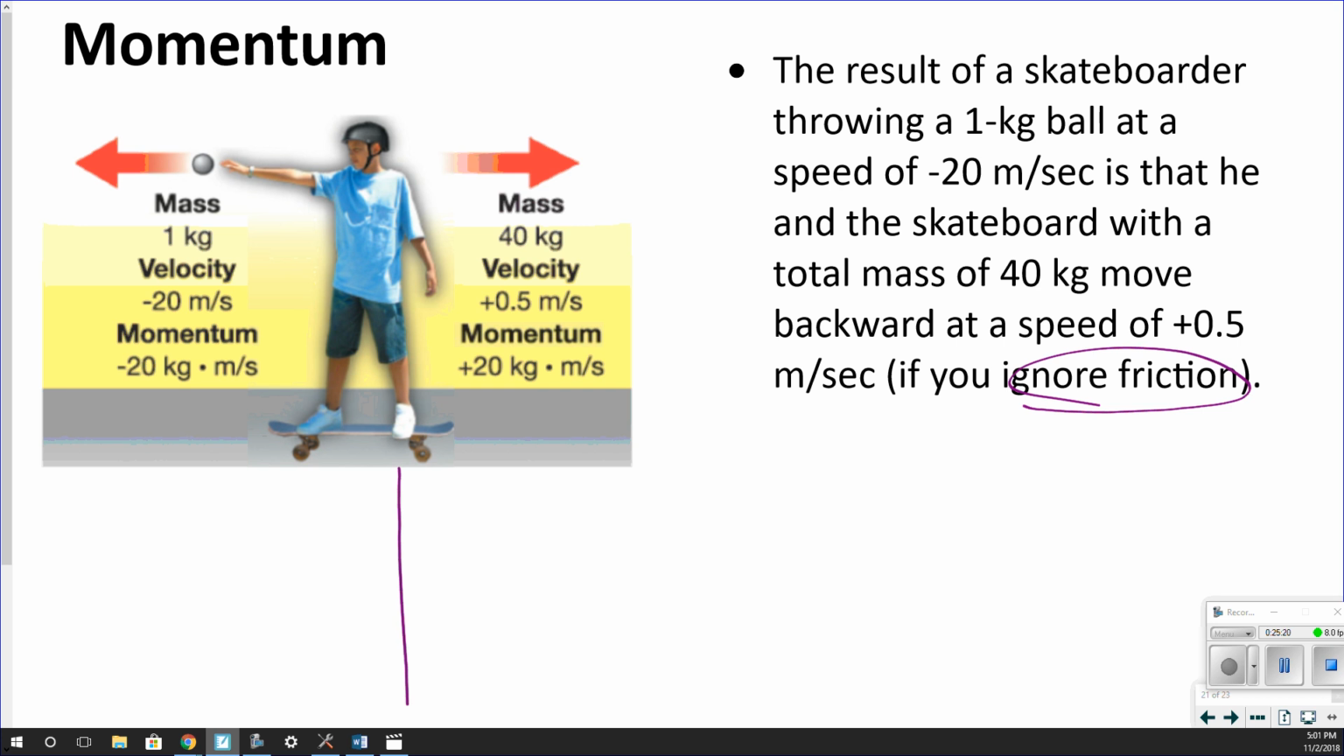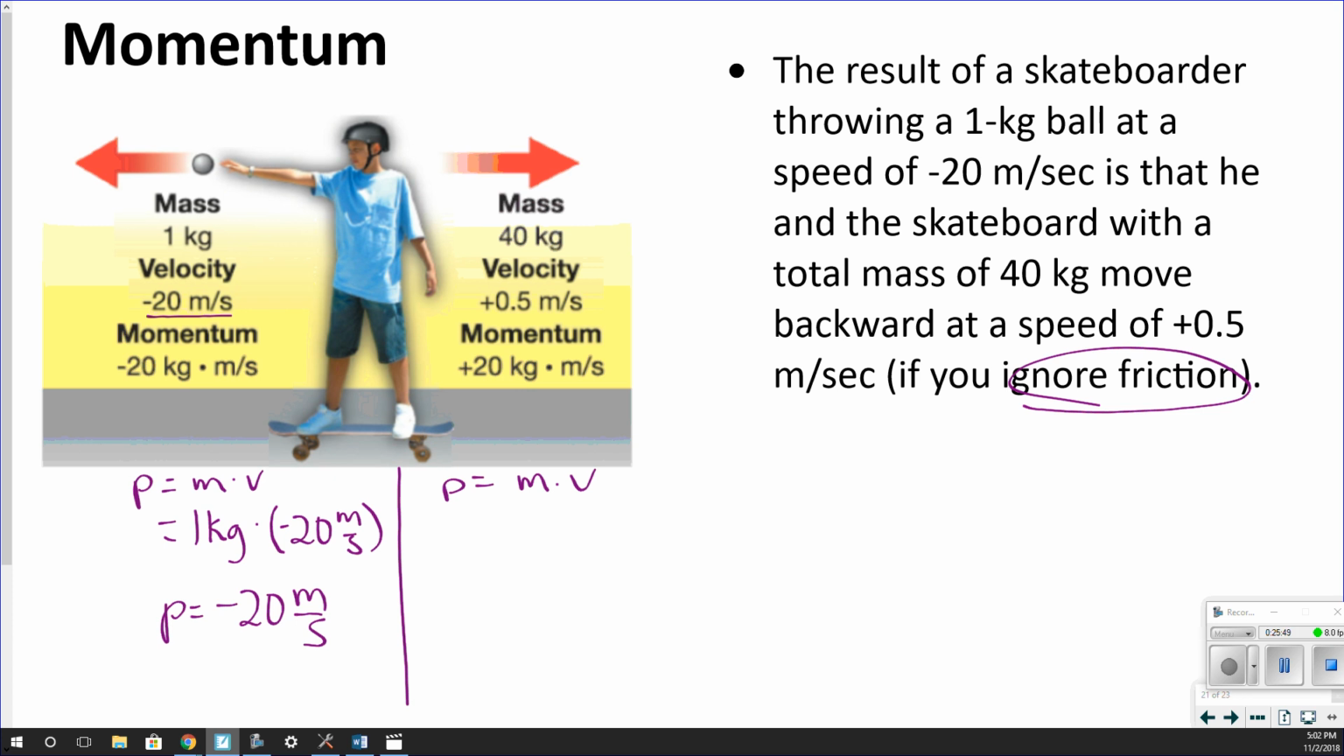We have momentum equals mass times velocity. The equation is the same for both sides. Now, if we just want to talk about the ball, our ball is 1 kilogram. We're going to multiply it by the velocity, which is negative 20 meters per second. So our momentum would equal negative 20 kilogram meters per second.